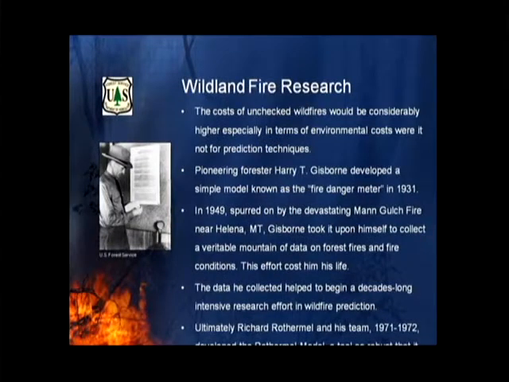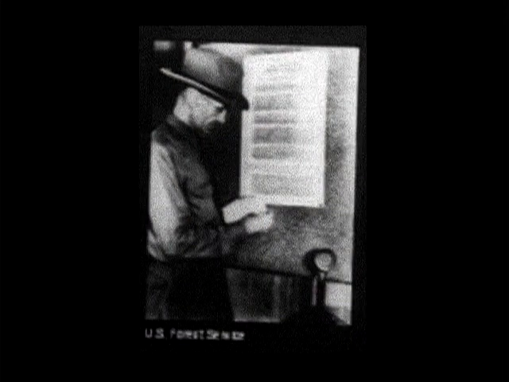Okay, well, to understand fire, you have to do fire research, and this has been going on for quite some time, backed by the U.S. Forest Service. The costs of unchecked wildfires would be considerably higher, especially in terms of environmental costs, were it not for prevention techniques. One of the pioneers was Harry T. Gisborne. That's him right there. And he developed a simple model known as the fire danger meter, which continues to be used today. He developed it in 1931.